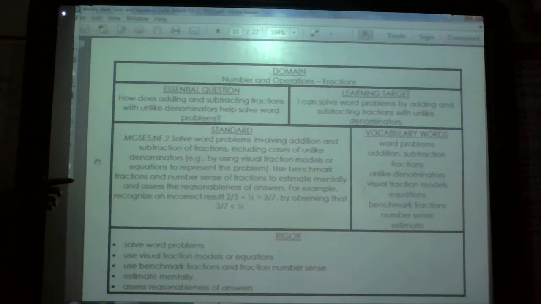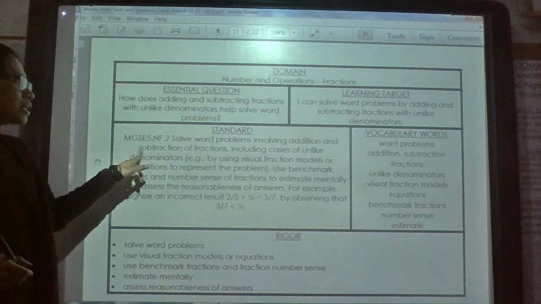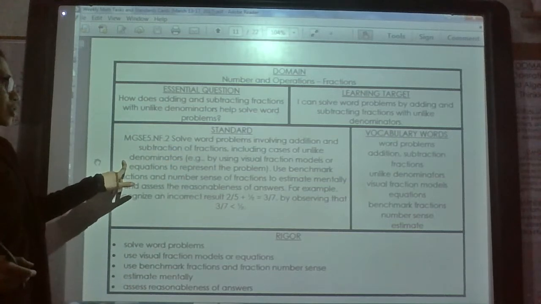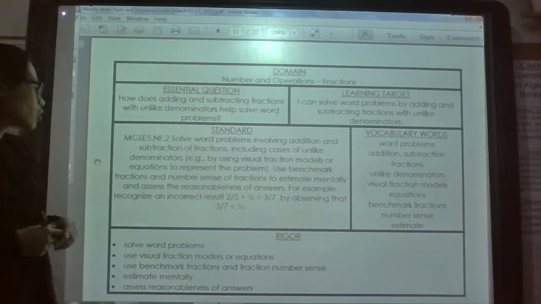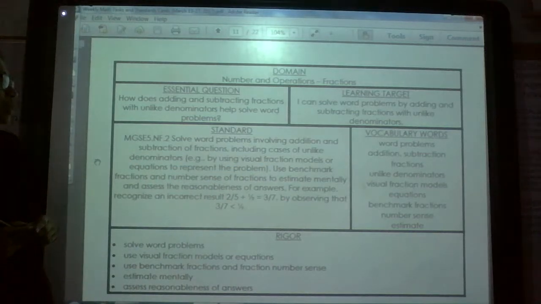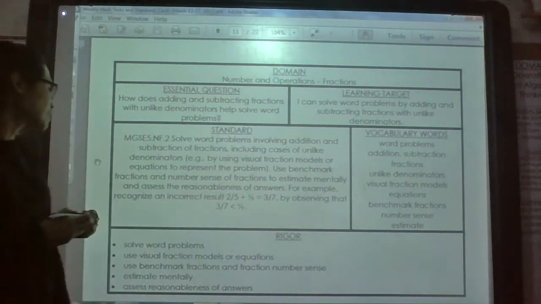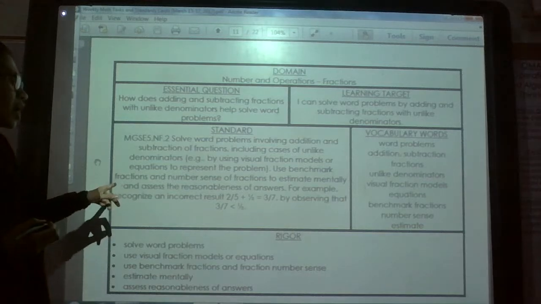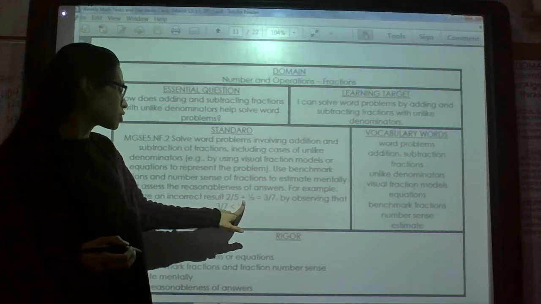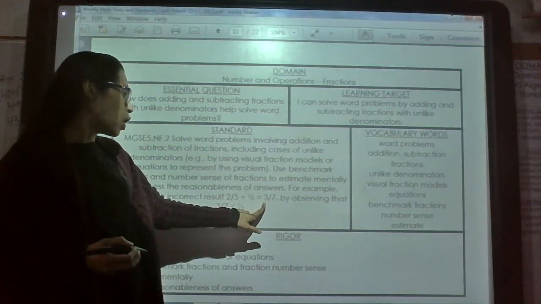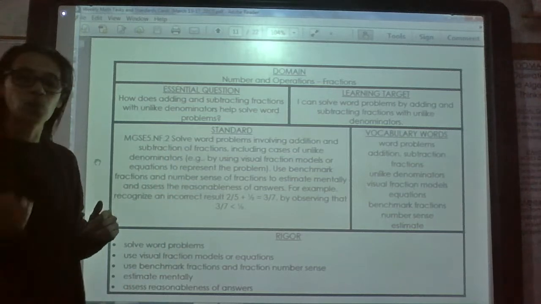Our standard is to solve word problems involving addition and subtraction of fractions, including cases of unlike denominators, e.g., that means example given, by using visual fraction models or equations to represent the problem. Use benchmark fractions and number sense of fractions to estimate mentally and assess the reasonableness of answers. For example, recognize an incorrect result, 2/5 plus 1/2 equals 3/7. Oh no, that is not right, because you can observe that 3/7 is less than 1/2.